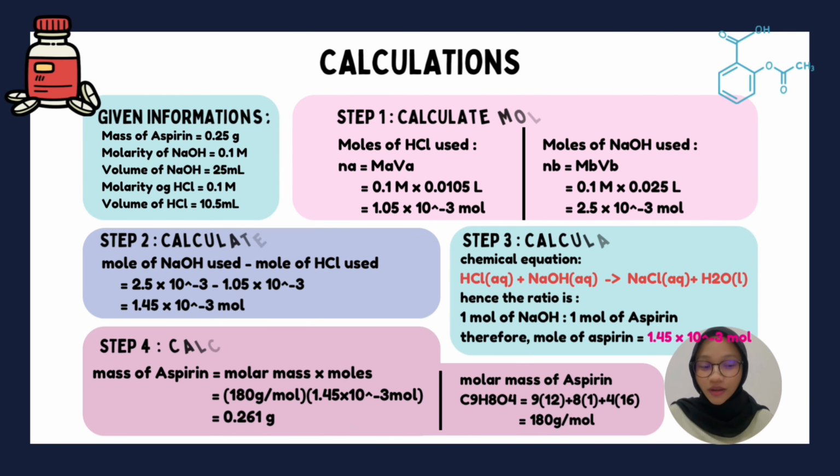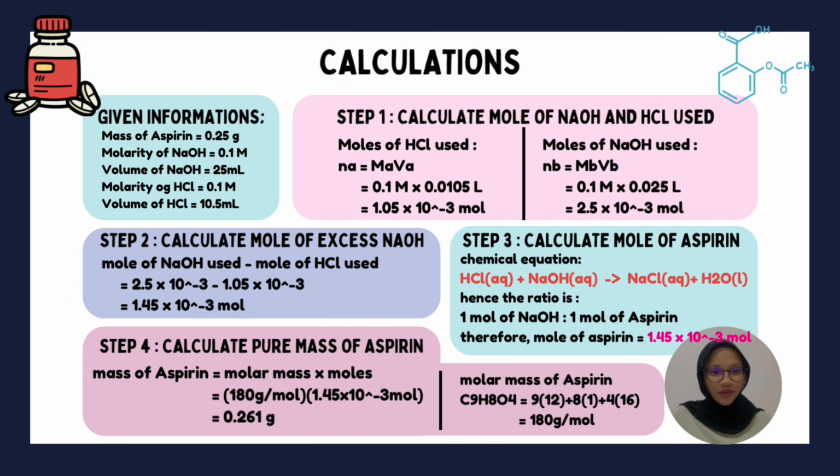Moving to the next part, how can we calculate the purity of aspirin? Before we start to do the calculation, we have to list down all the information given. Next, for the first step, we have to calculate the moles of sodium hydroxide and hydrochloric acid used. The formula of moles is n equals MV, which is molarity times volume, but make sure the volume is in liter. For the second step, we have to calculate the moles of excess sodium hydroxide.